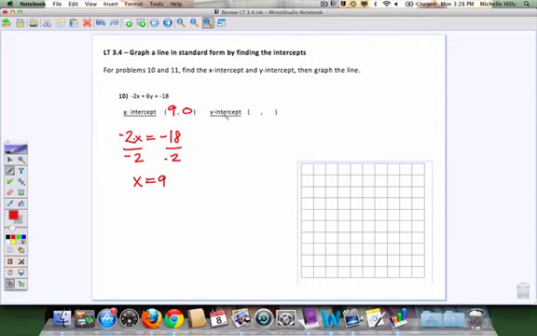Something similar happens on the y-axis. On that vertical y-axis, I haven't moved to the left or to the right of it, so x is 0. When I put 0 in here, negative 2 times 0 is just 0, plus 6y is just 6y. So I get the equation 6y equals negative 18, solved by dividing both sides by 6 to isolate the y, and y is negative 3. So when I put 0 in for x, I get negative 3 for y. Don't forget to write these ordered pairs. They're part of the required work.